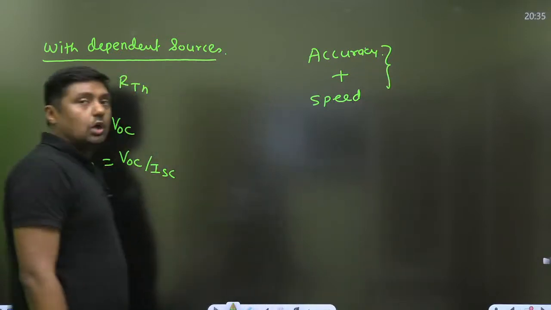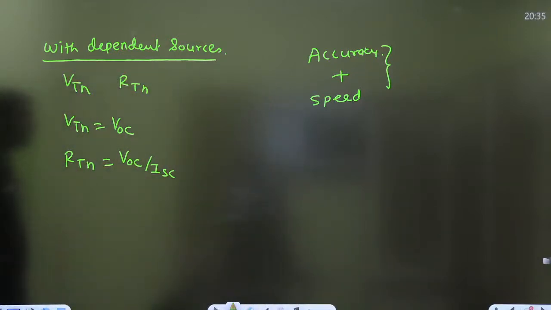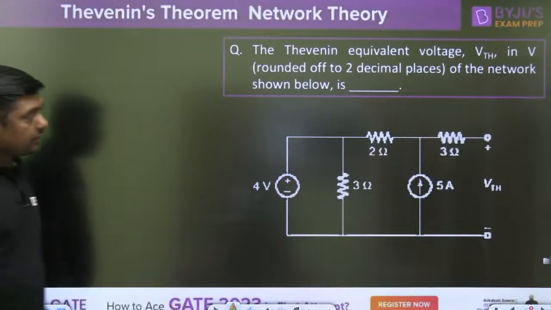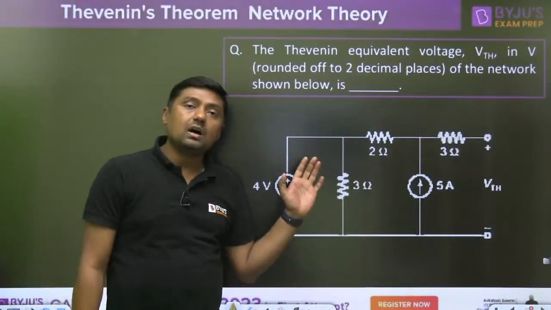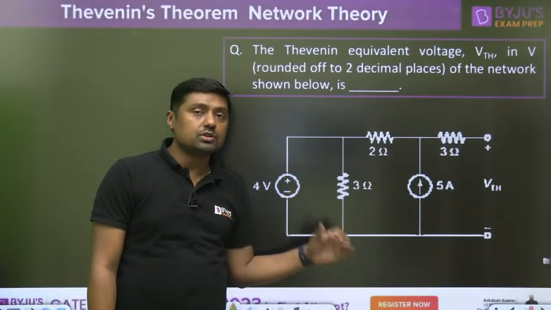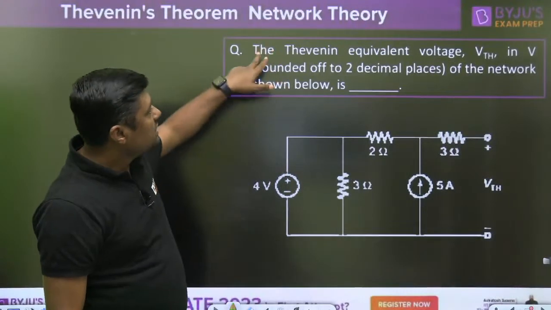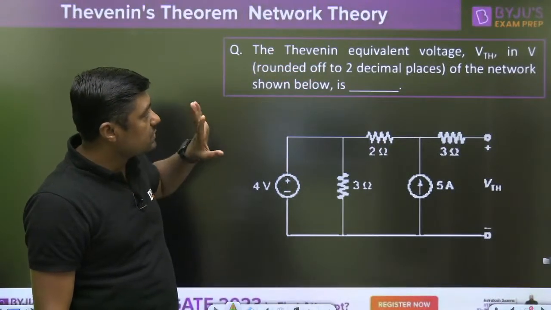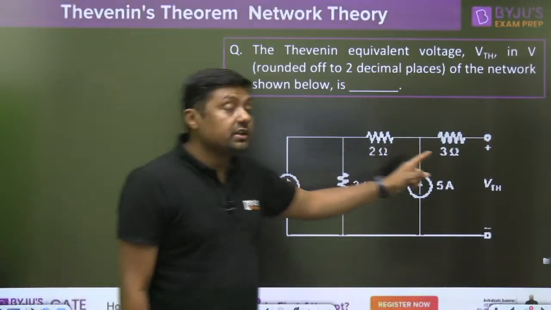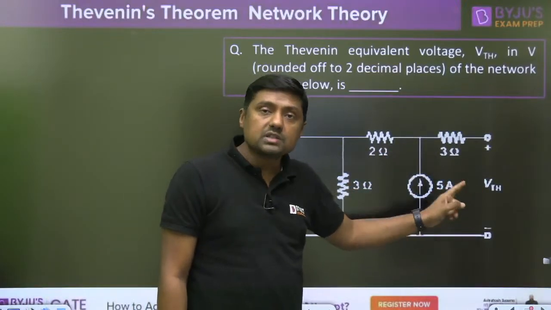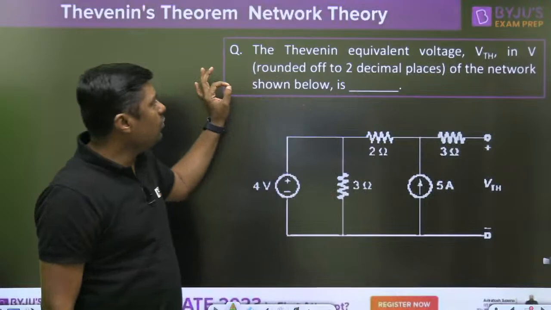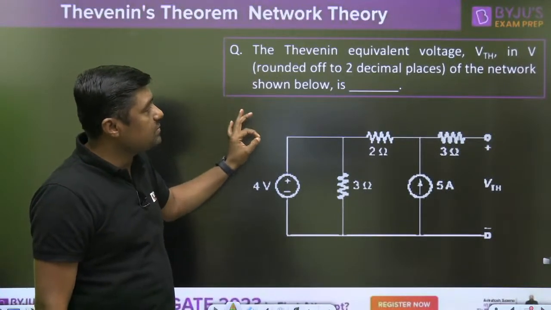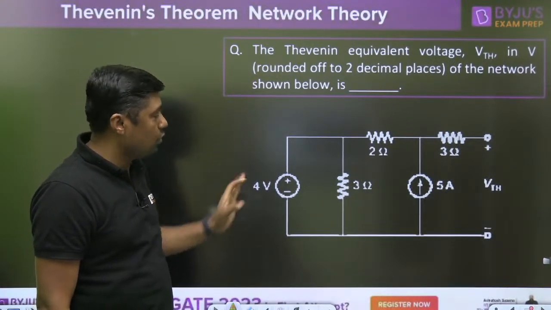Okay. Now, ready to solve the next question? Yes, please, everyone, give me the answer for this question. Previous year question, very simple. Thevenin's equivalent voltage, VTH. You have to find the VTH, open circuit voltage, in volt rounded off to 2 decimal places of the network shown below.